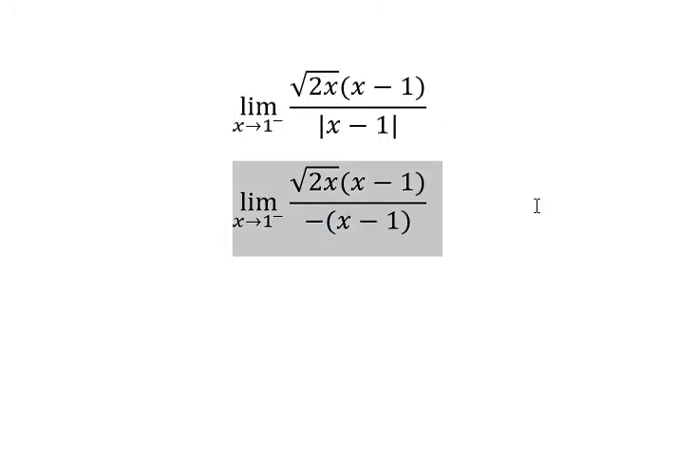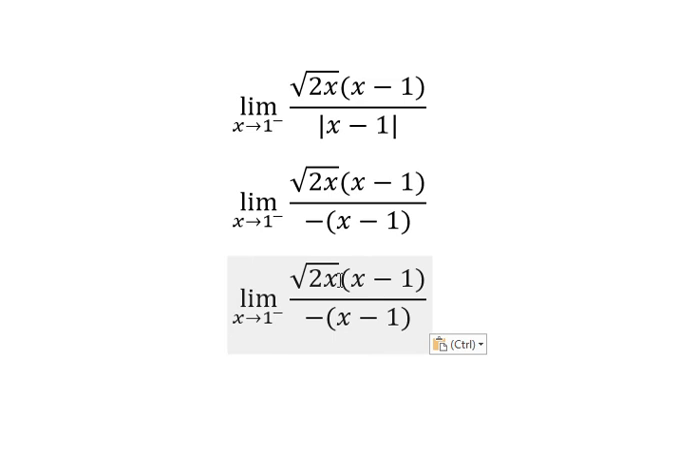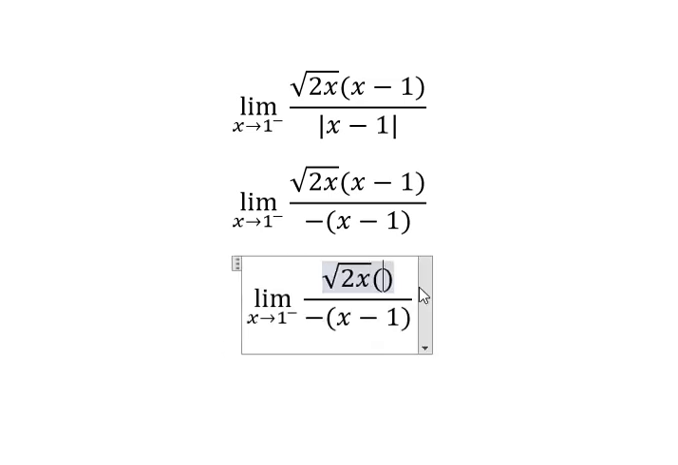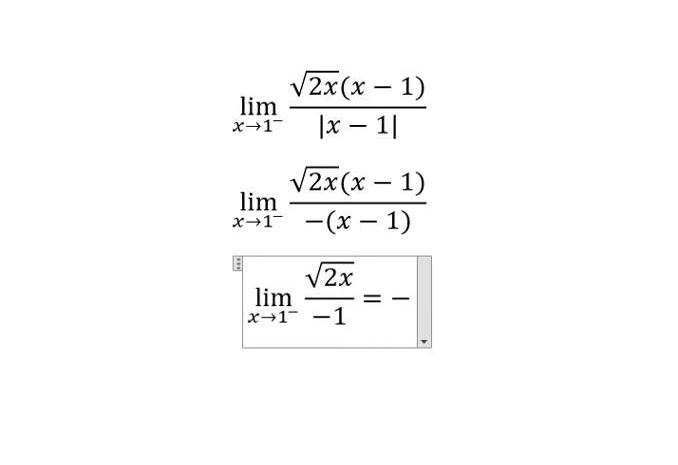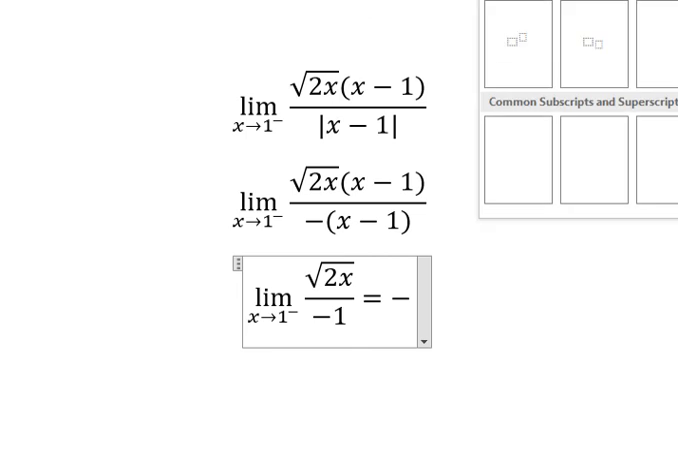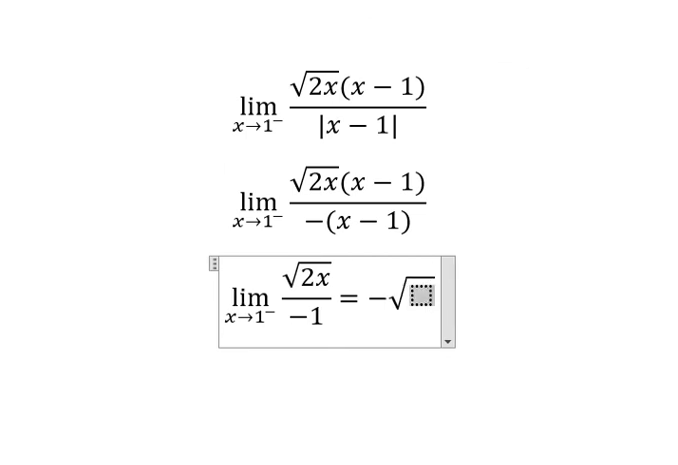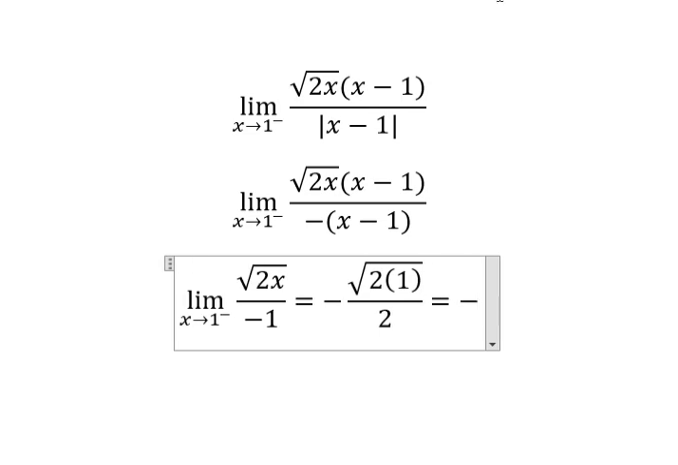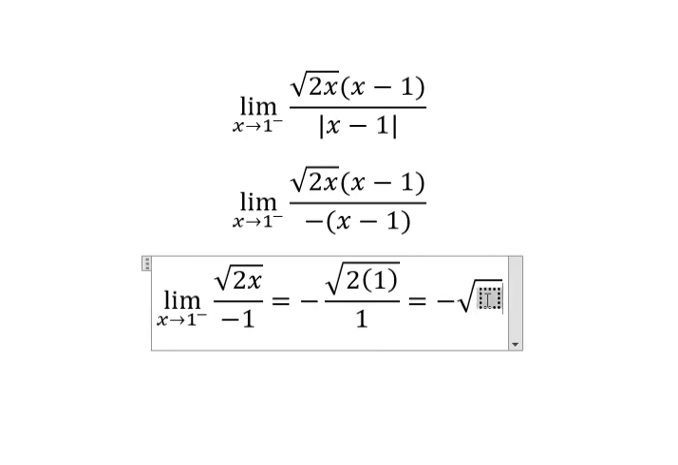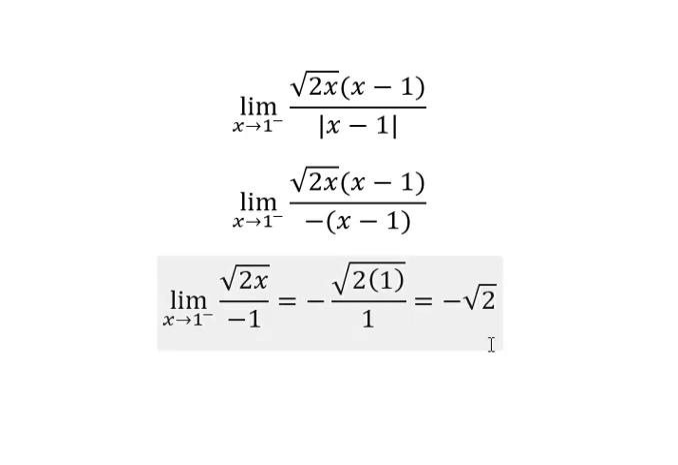Now, we need to simplify s minus 1. And now we just put number 1 in here, and we have negative of the square root of number 2 multiplied by number 1 over number 1, and we have negative of the square root of number 2, and that is the final answer.